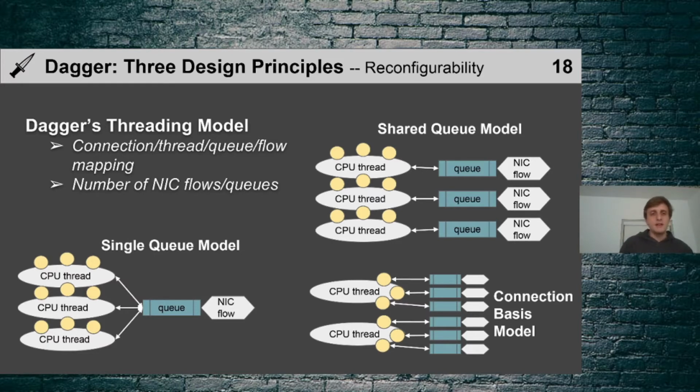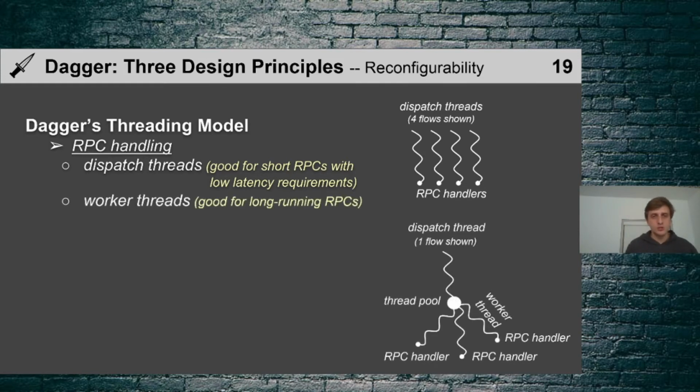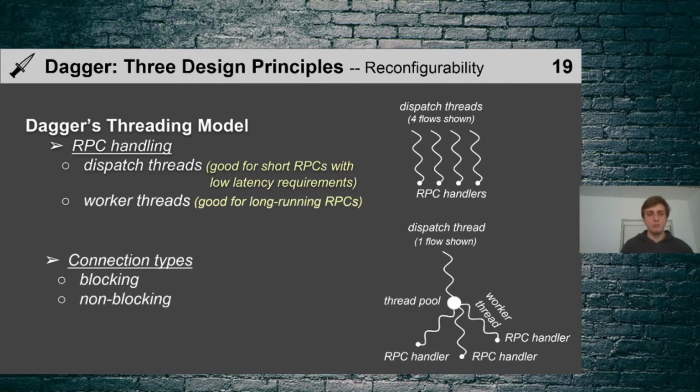So basically, the exact threading model can be selected based on the application requirements, and therefore we think having this option reconfigurable in hardware is a good design decision. Along the second dimension, our threading model defines how RPCs are handled by the server. Here we can process RPCs in dispatch threads, which is good for short RPCs with low latency requirements, or in worker threads, which is good for long-running RPCs. Finally, Dagger's threading model defines two types of connections, blocking and non-blocking.